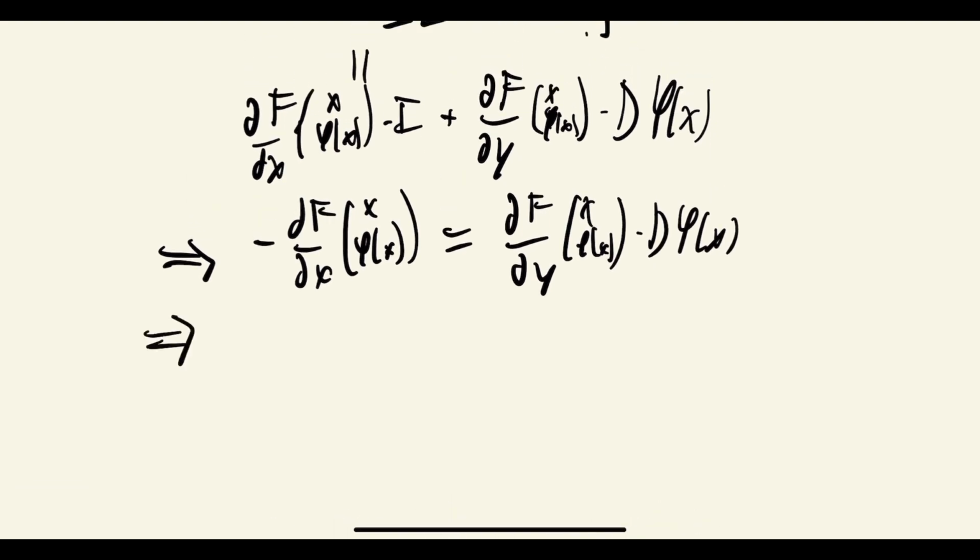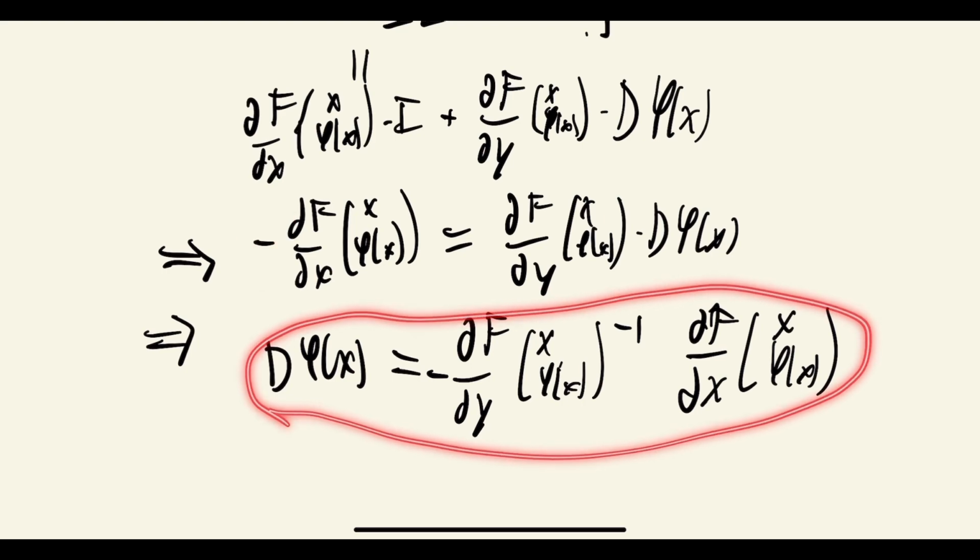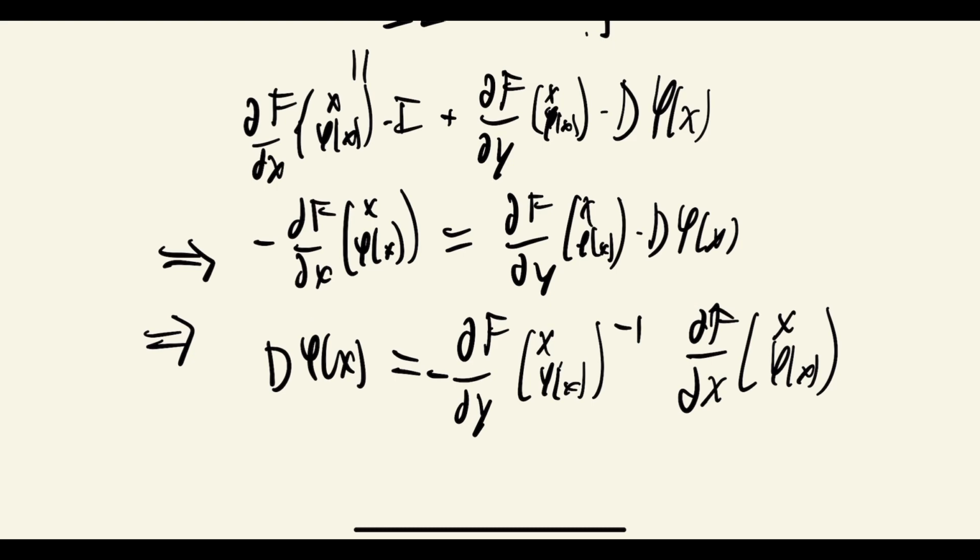And so this implies ultimately that the derivative of phi of x is equal to multiplying by this inverse over here. We have that it's the derivative of f by the y variables at x, phi of x, inverse. And then we have multiplied by the derivative of f by the x variables, again at x, phi of x. And then don't forget about the minus sign, which appeared right here. And so ultimately what we see is that this formula right here is what we wanted to prove. And so that concludes the proof of the implicit function theorem.